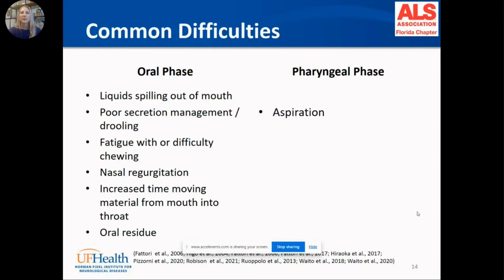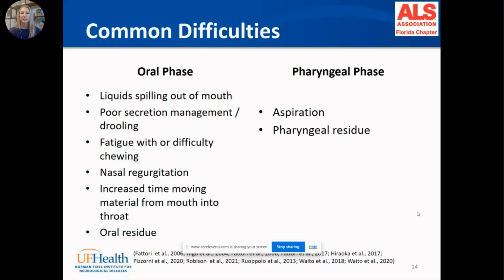In the pharyngeal phase of the swallow, we might see aspiration, so material going below the level of the vocal cords. And aspiration can occur silently, meaning it happens and there's no cough response. This can happen in a majority of people with ALS. So this is why it's really crucial that we have an instrumental evaluation to assess. They may not cough, even if it does go down.